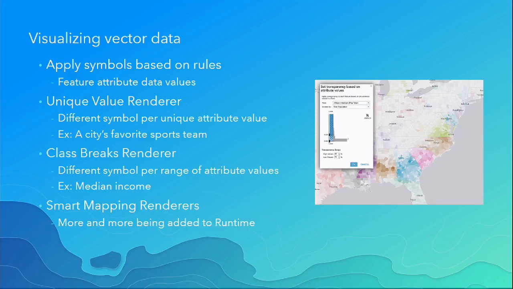Smart mapping renders bring more and more functionality in because traditional renders, typically you're displaying things based on one attribute value or one field. But now with smart mapping, it's built on this concept of what we call visual variables. And with visual variables, you can display multiple attributes. So for example, you could have one symbol that changes color, transparency, rotation, and size. So you can have potentially 4 different things that you're mapping at once, which is pretty cool.